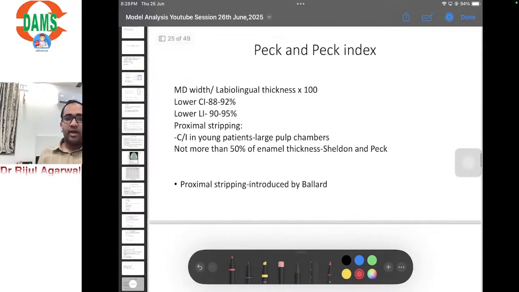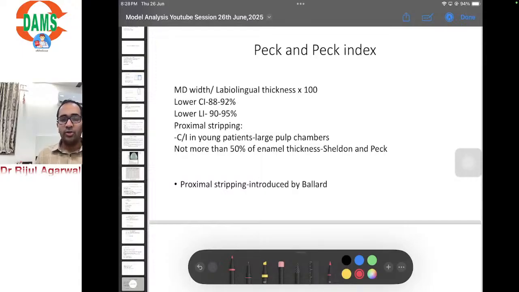Next come Peck and Peck index. So we have done proclination, transfers, Bolton deficiency, crowding, need for extraction and all of that. Now to understand the need for proximal stripping.